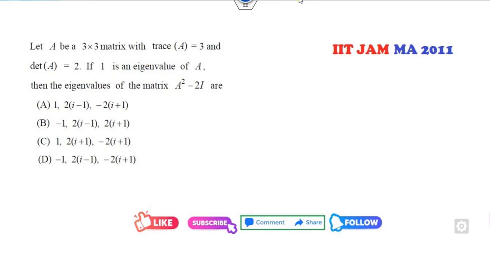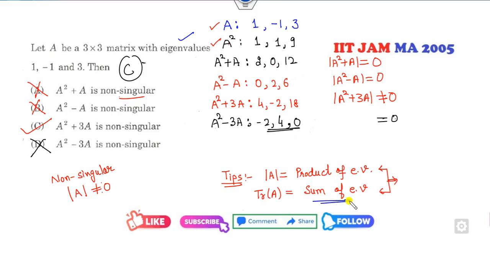Okay, A is a 3 cross 3 matrix. Again a matrix is given, so you need 3 eigenvalues. The trace is 3 and the determinant is 2. One of the eigenvalues is given as 1. Fine, one eigenvalue is given to you. So we know the trace is 3 for the 3 eigenvalues. So what are the other 2 eigenvalues? Because the trace is the sum of the eigenvalues.